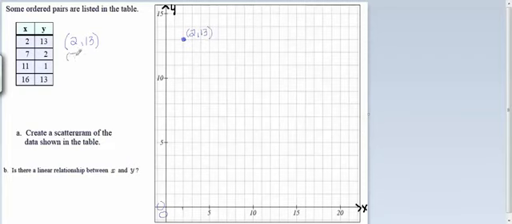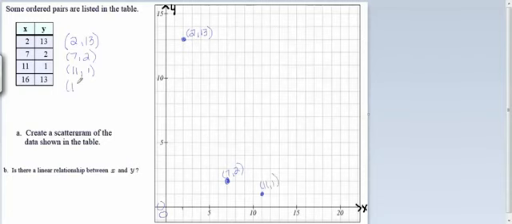We'll graph the other points in a similar fashion. I have 7, 2, so I'm going to go to 7 on the x-axis. So there's 5, 6, 7, and then up 2. So there would be the data point 7, 2. Next up, I have 11 as my x value and 1 as my y value. So here's on the x-axis 10, now I go to 11, and then I go up 1.